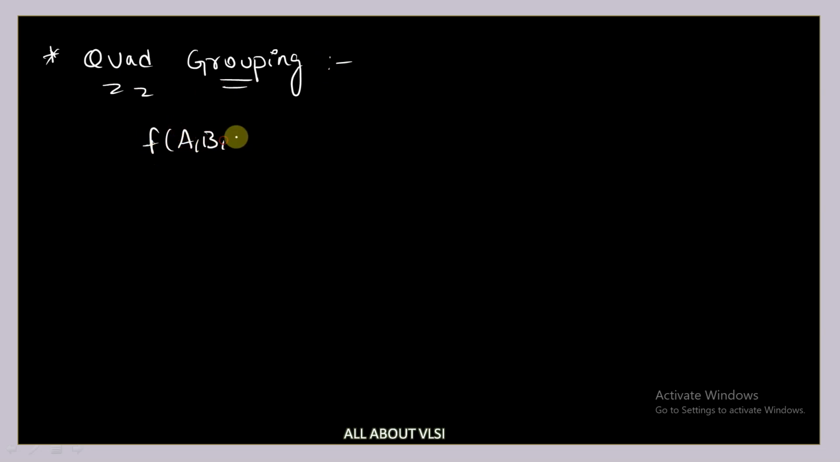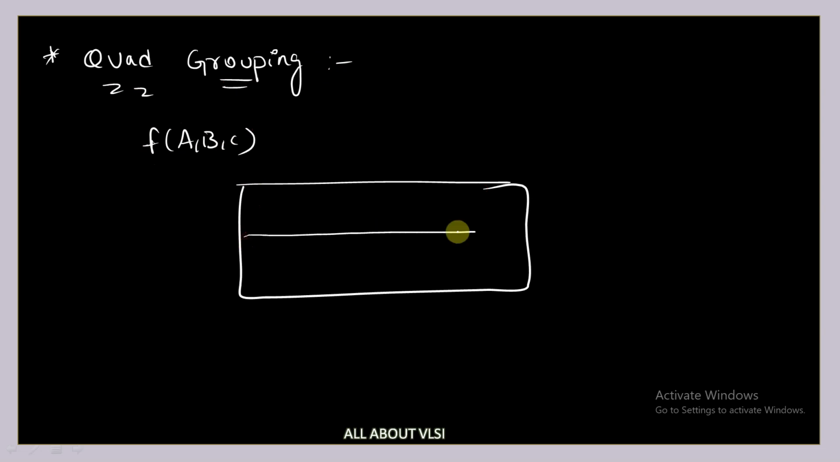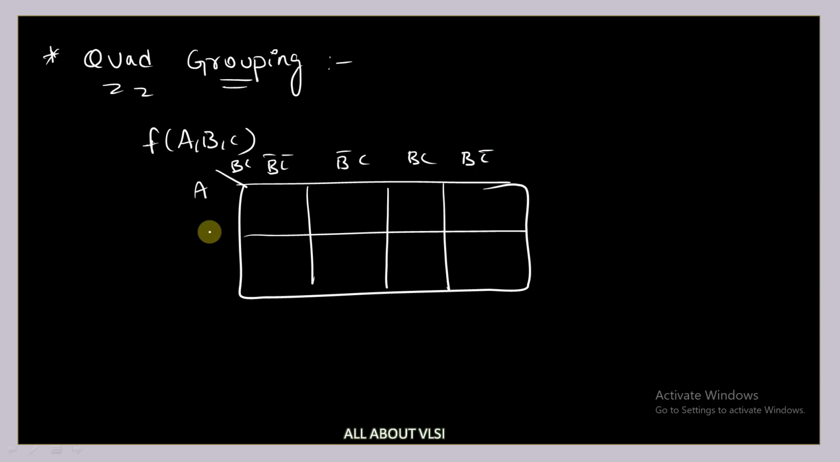Next, coming to quad grouping. How is quad grouping going to look? Let's say we have a three variable function f of A, B, C with eight cells: B bar C bar, B bar C, B C, and B C bar, and A bar and A. Let's say we have four minterms present here.